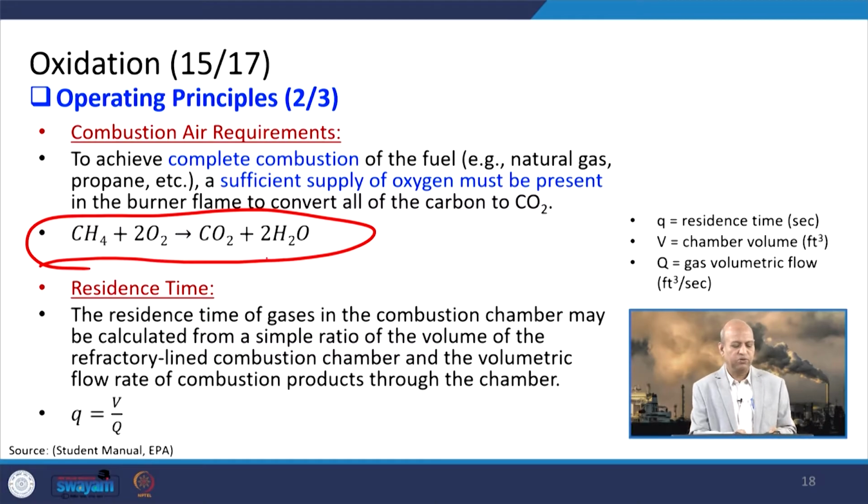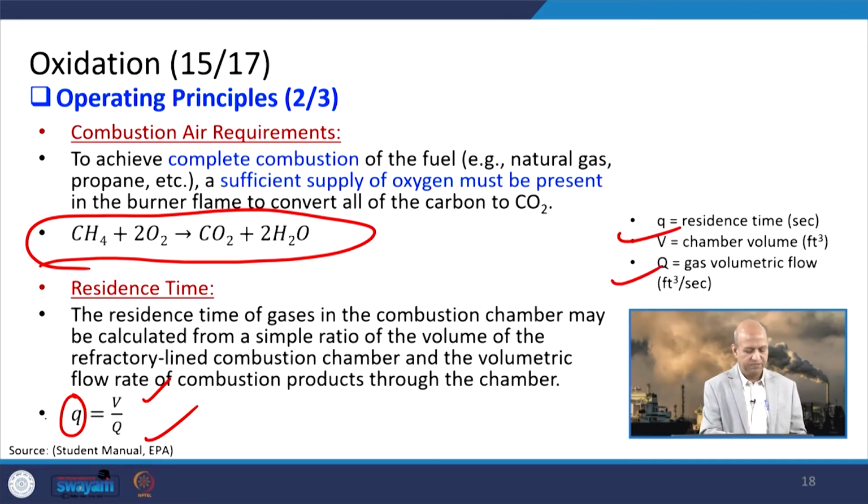So, when complete oxidation occurs, then CO2 is there and water vapor is there. And how to calculate the residence time? That can be calculated with the chamber volume and the gas volumetric flow rate. So, V by Q, V by Q. So, this is the residence time.